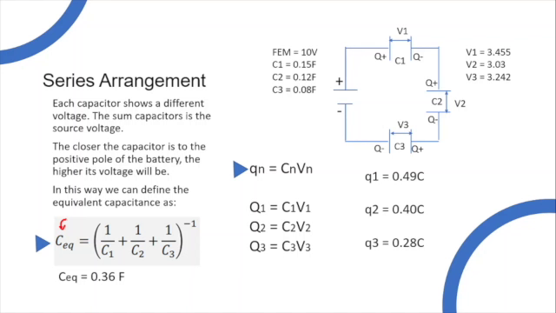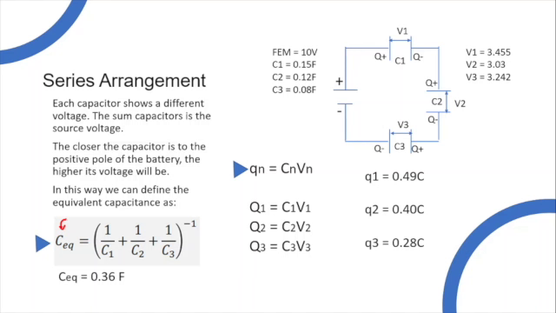In this way, we can define the equivalent capacitance using the following formula. That is 1 divided by the capacitance number 1, plus 1 divided by capacitance 2, and plus 1 divided by capacitance 3, all of this raised to the minus 1. In this case, the value is going to be 0.36 farads, almost the same as that in the parallel arrangement.